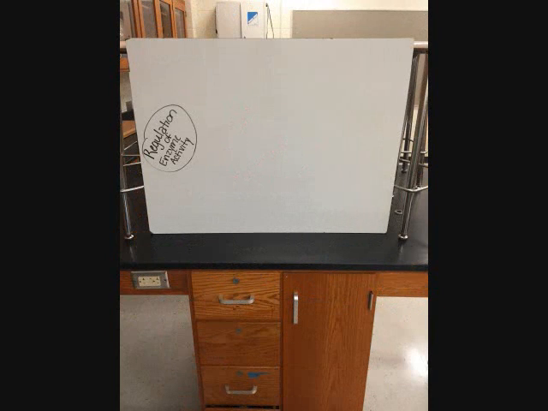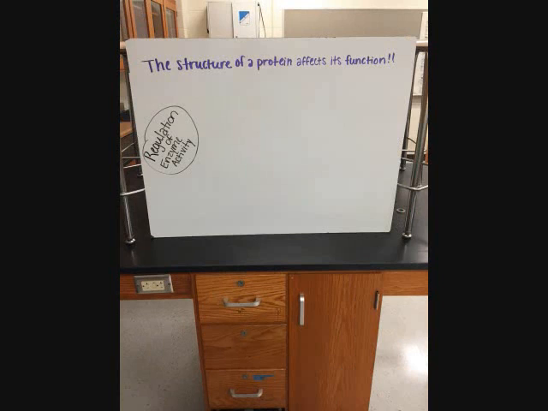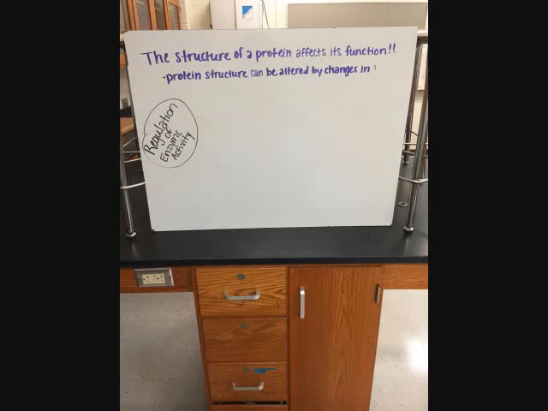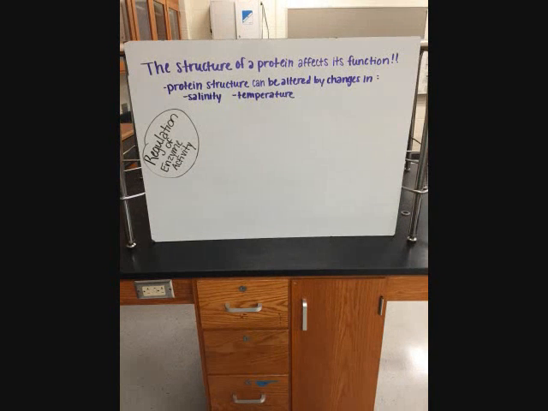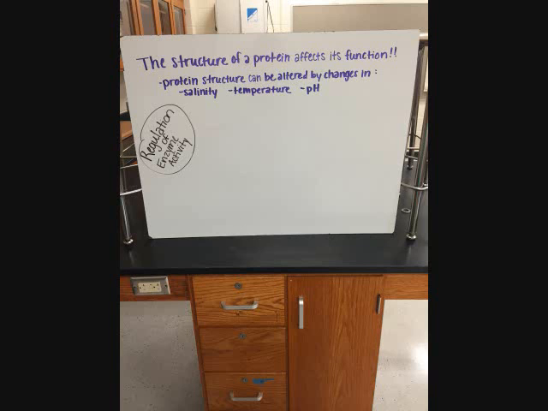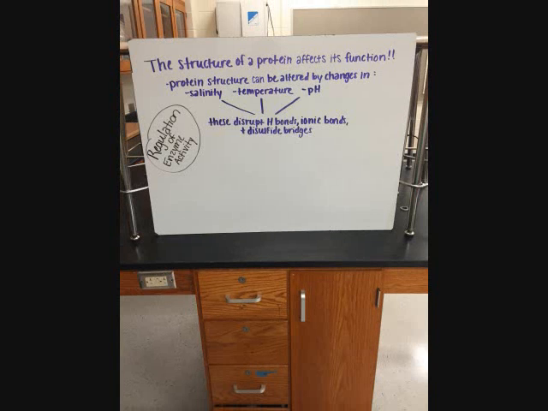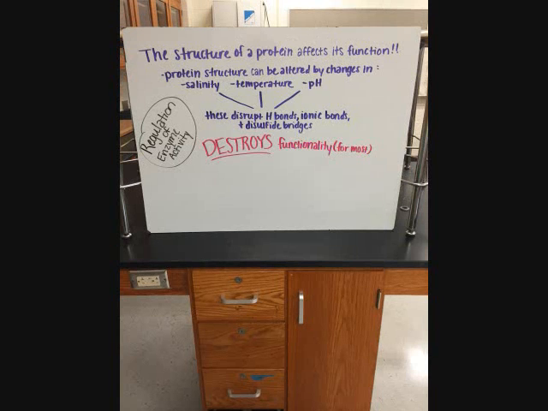All right, so next we're going to deal with the regulation of enzyme activity. And it's important to remember here that the structure of a protein affects its function. And protein structure can be altered in several different ways, some of those being salinity, temperature, and pH. And these can disrupt the hydrogen bonds, ionic bonds, and disulfide bridges, as well as any other sort of bonds that form between proteins. And it destroys functionality, for most of them, of course. There are exceptions.